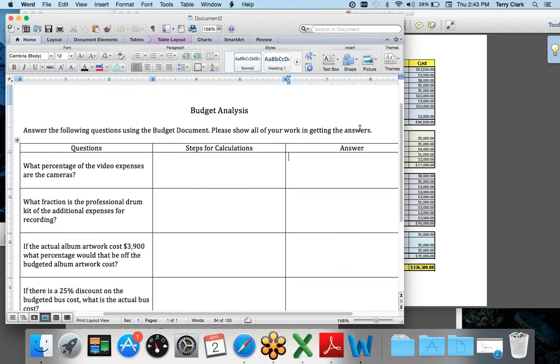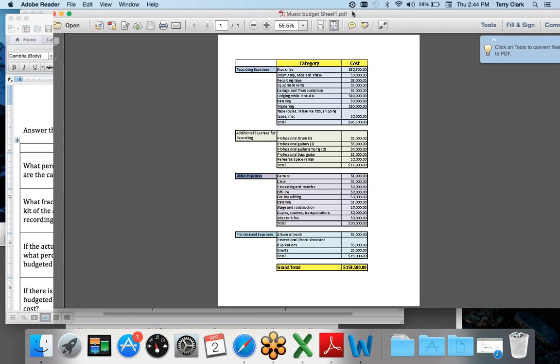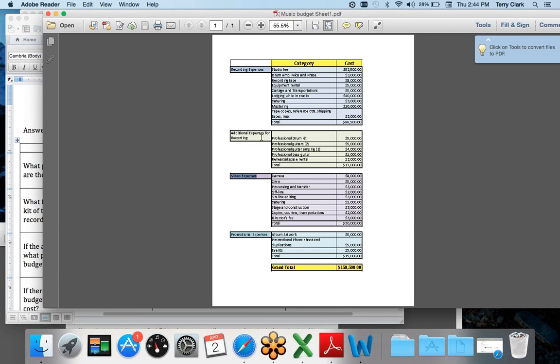Okay, so it says what percentage of the video expenses are the cameras? Okay, so there's your video expenses right here. They're like, one to the third box down. That's your video expenses. Okay, and then it gives you your total, which is 30,000. Then you would go in and find your cameras, and then you would figure out what the percentage was. Right, Tyler. That's right.